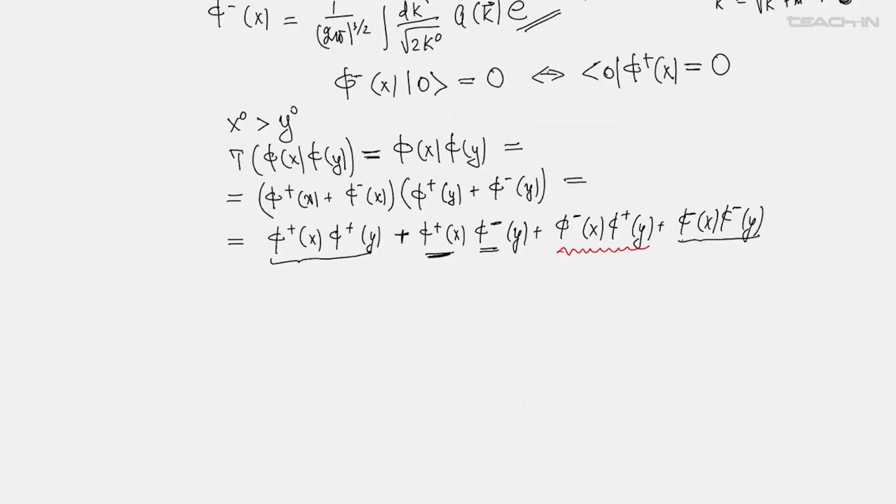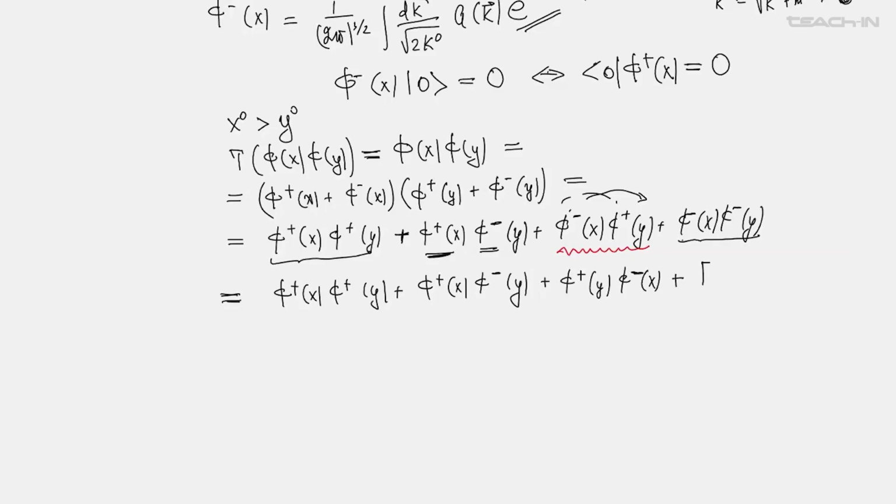But I can normal order this term by doing the following. I can rewrite it in the following way. So I can say that this is phi plus on x, phi plus on y, plus phi plus on x, phi minus on y, plus, and here I put these fields in a different order. So I write phi plus on y, phi minus on x. But in addition to that, I will add the commutator of phi minus on x, phi plus on y.